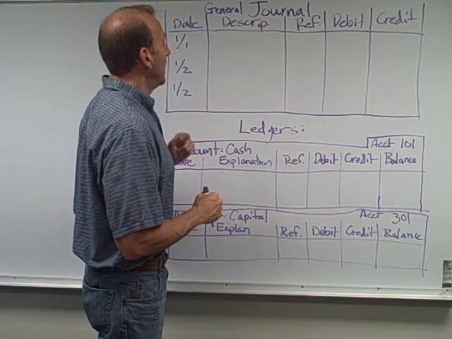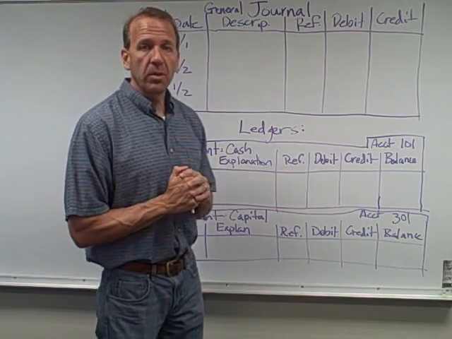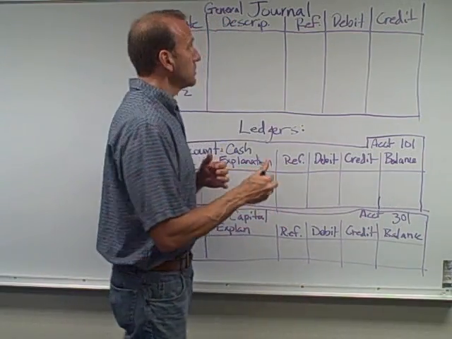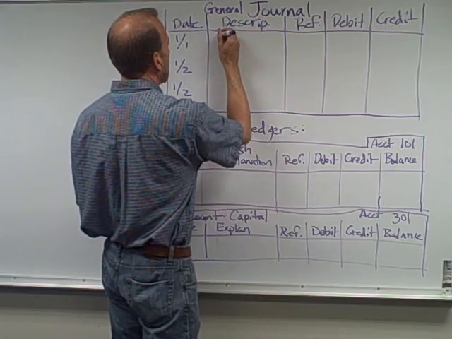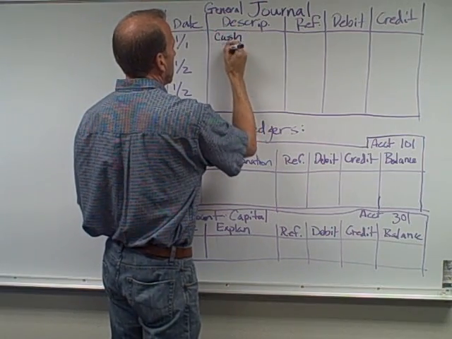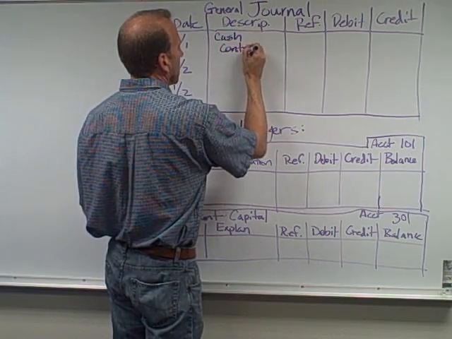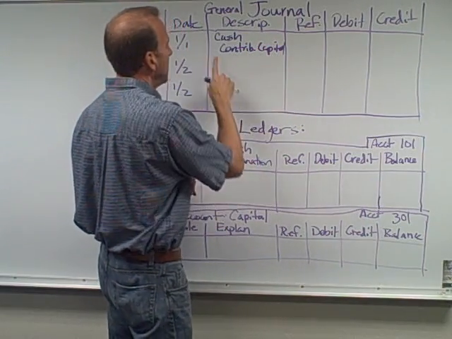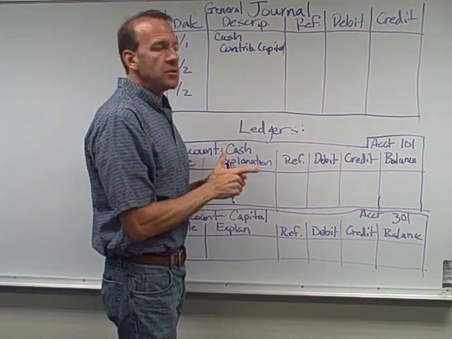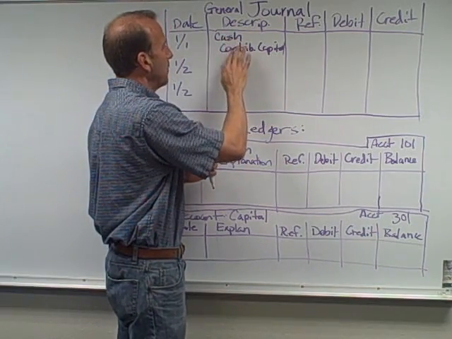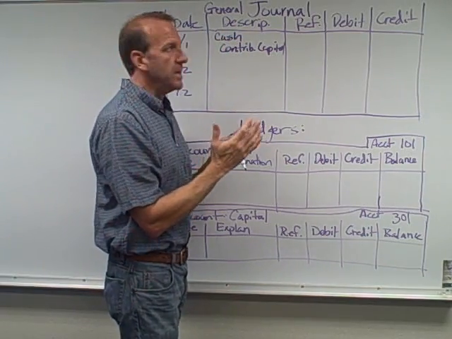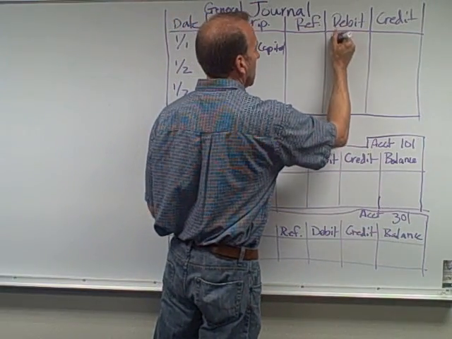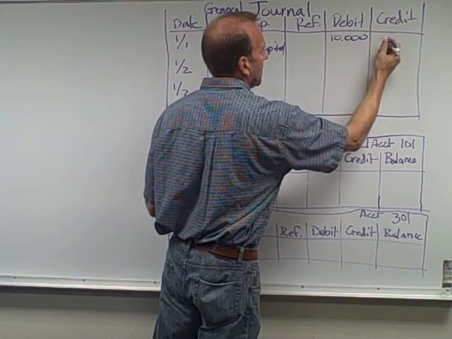The first journal entry that we want to put in is the owner investing $10,000 cash in the business. So what we're going to do is put cash here, and we're going to say contributed capital or capital stock. Okay, there's our journal entry. Now oftentimes we indent it a little bit just because it shows that we have two different accounts taking place here. And the debit would be the cash for $10,000, and then the credit is over here.